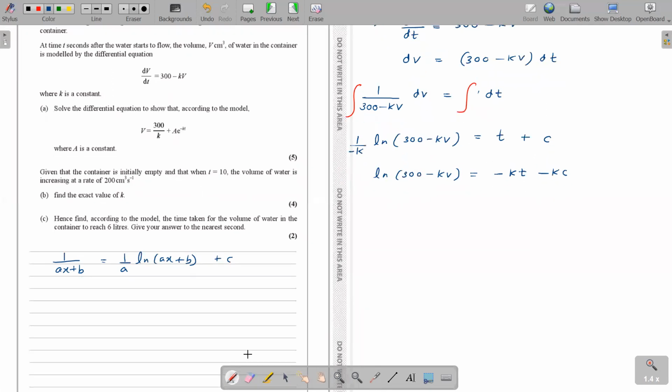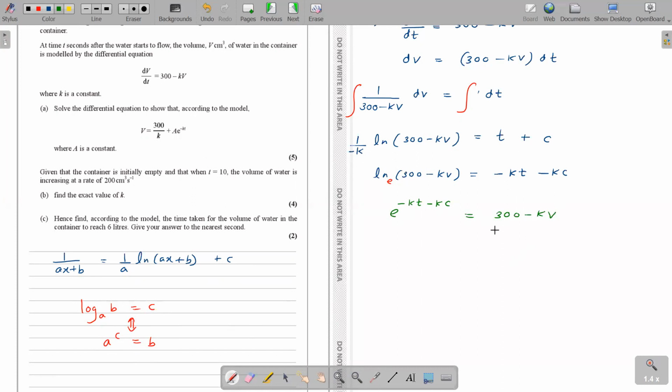And then it's time to remove the ln here. How do we remove the ln? We take it to the other side as a logarithm. Ln means log base e. So how do we remove a logarithm? Log a b equals c, so we can write a to the power c equals b. This is the log form to index form, right? Likewise, here ln is log base e, so e to the power minus kt minus kc is equal to 300 minus kv. Do you agree with me?